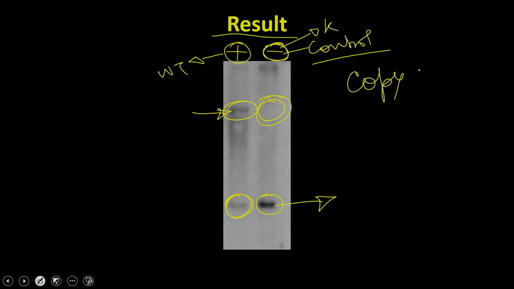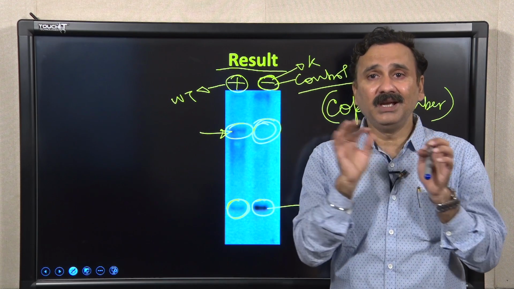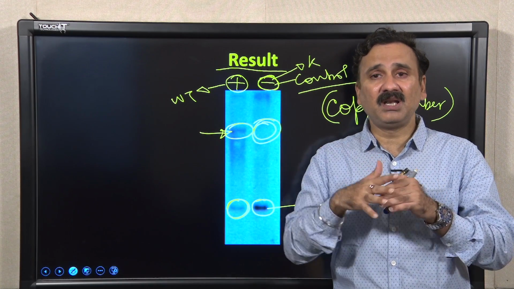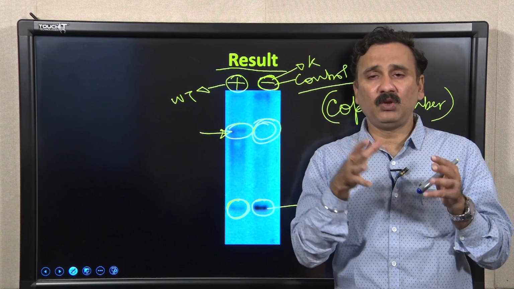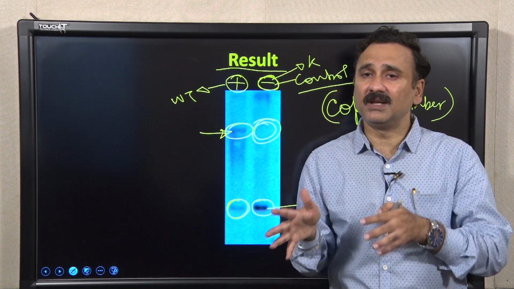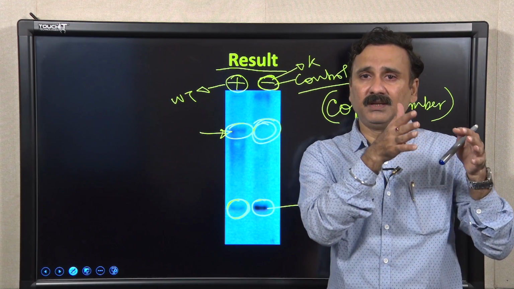So, you can also determine the copy number of a particular gene. We are not going to have a single gene; we are going to have multiple genes on multiple chromosomes. For example, humans have 23 pairs of chromosomes, which means 46 chromosomes, but a single gene is not present on only a single chromosome.